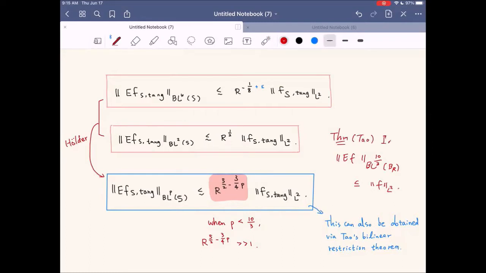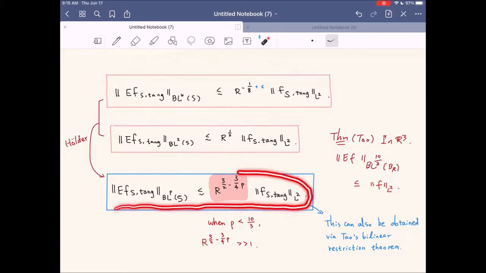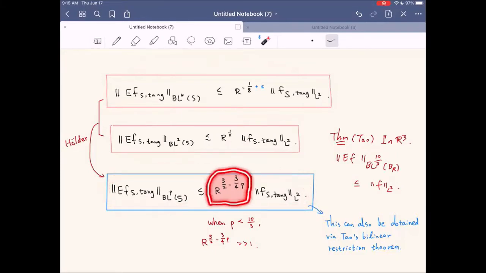in R3. But this theorem is stronger, so it works for all functions with Fourier transform supported on the paraboloid in R3. What I was trying to say is that in the tangential case, we have reduced to a problem in R2, so we can apply those easy techniques in R2 to obtain this bound. And now we have obtained a restriction inequality for the tangential part. And here, this is the power of R we get.